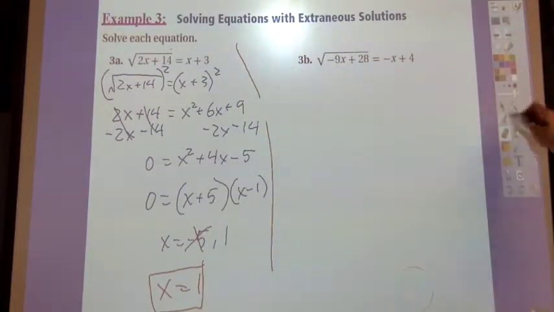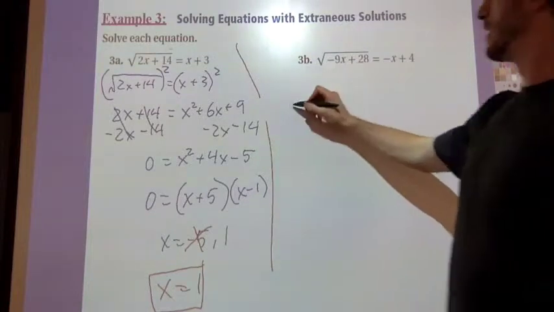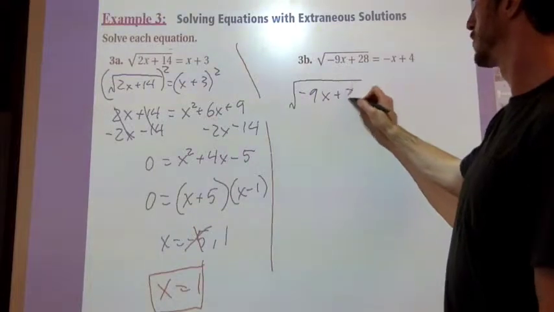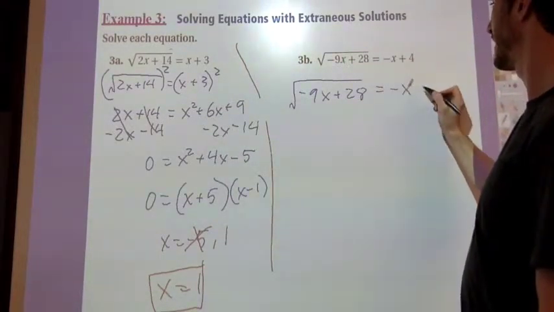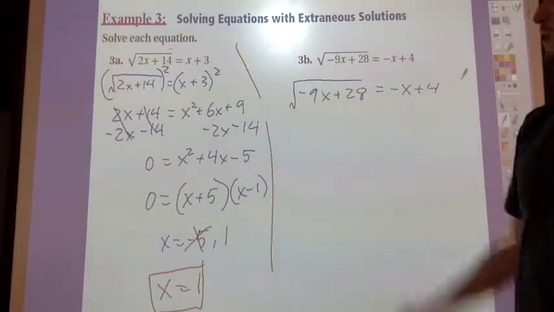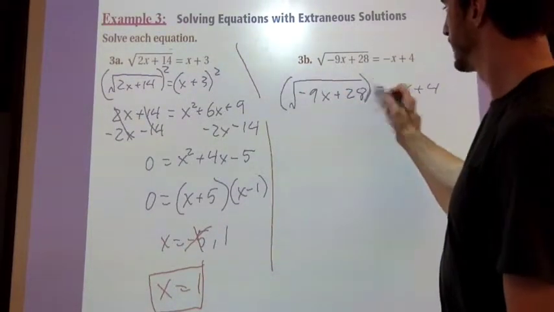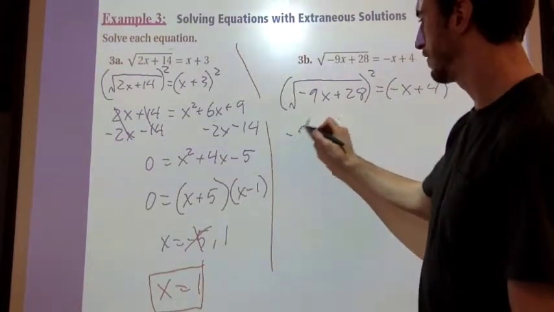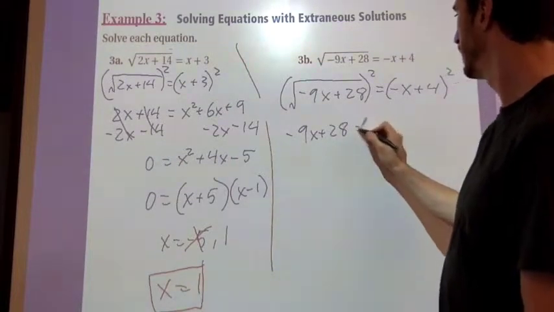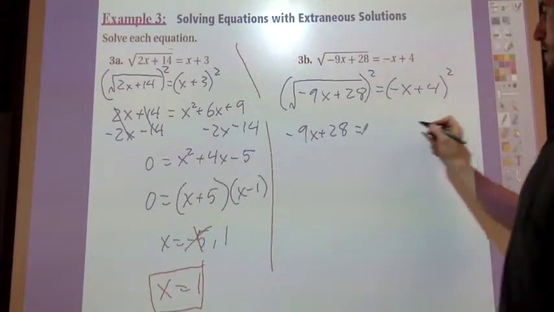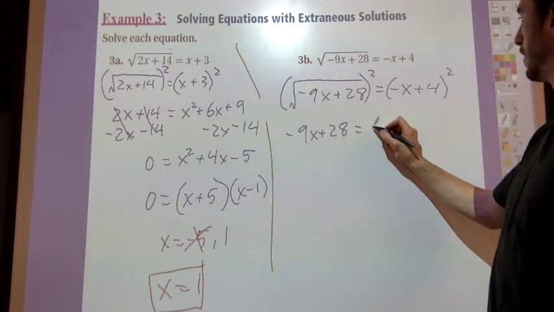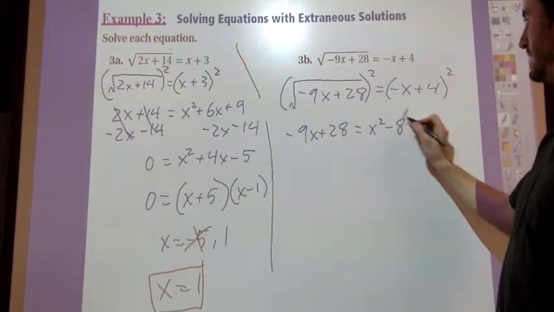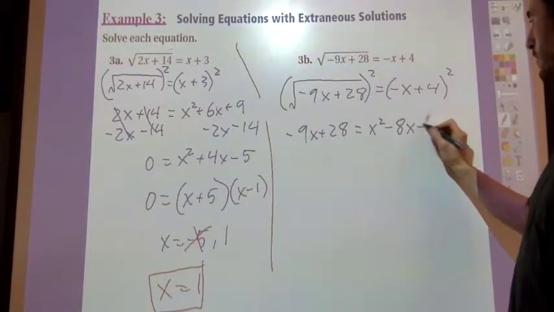Okay, next one. Let me erase this. Next one, we've got the square root, we're in square roots again, of negative 9x plus 28 equals negative x plus 4. I'm going to square both sides to get rid of this radical here. So now I have negative 9x plus 28 equals, and I'm going to square this. So I have, in this case, x squared minus 8x plus 16.